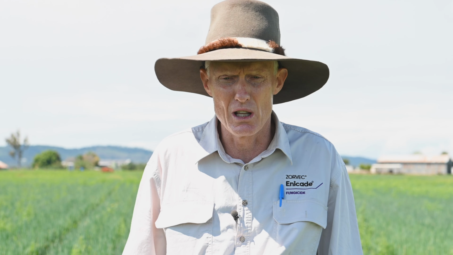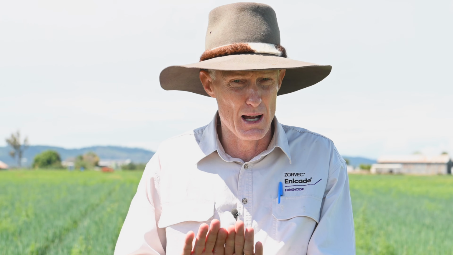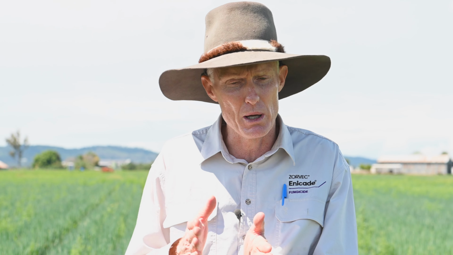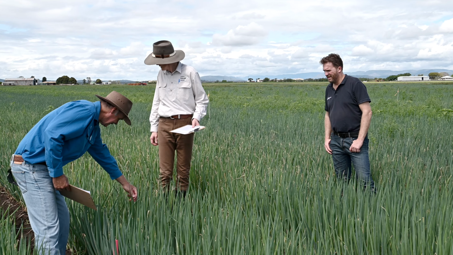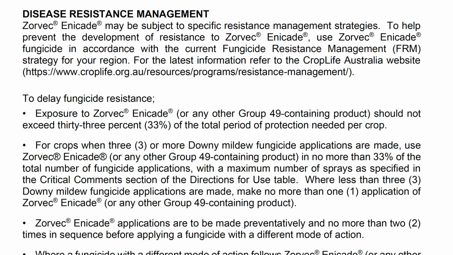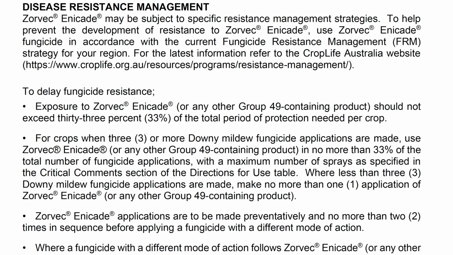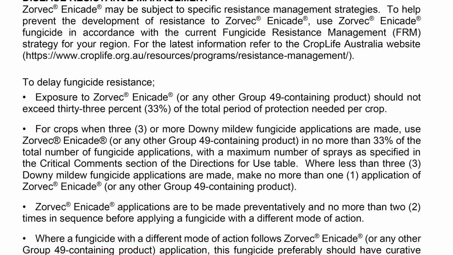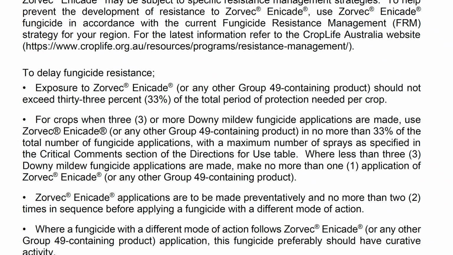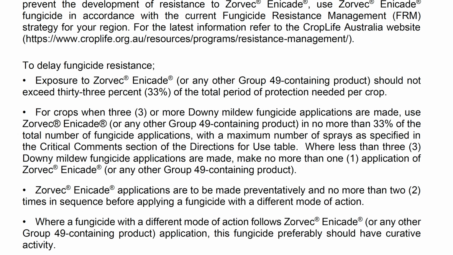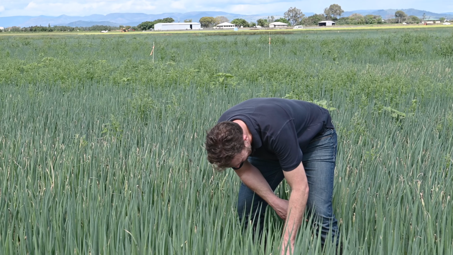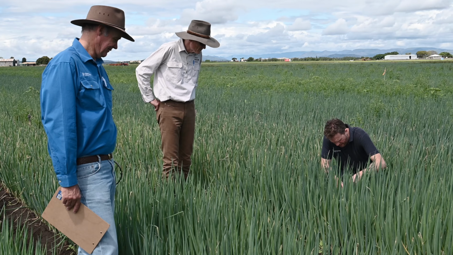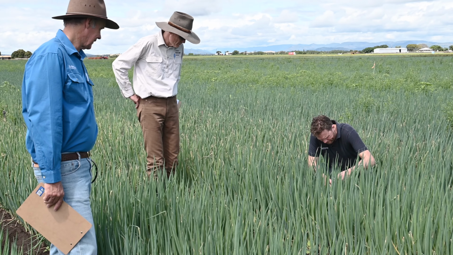So there are treatments that are high risk that are not recommended for use last in the crop, or then followed by the same treatment first in the subsequent crop, where people have multiple cropping cycles. There are some very clear guidelines written by CropLife, which are on the Zorvec Enicade label, which suggest the number of treatments per crop and then the number of treatments per year if there are multiple crops, and those are very clear on the label. So people should really adhere to those to stop the development of resistance to the Group 49 mode of action, because it is just so useful for downy mildew control.